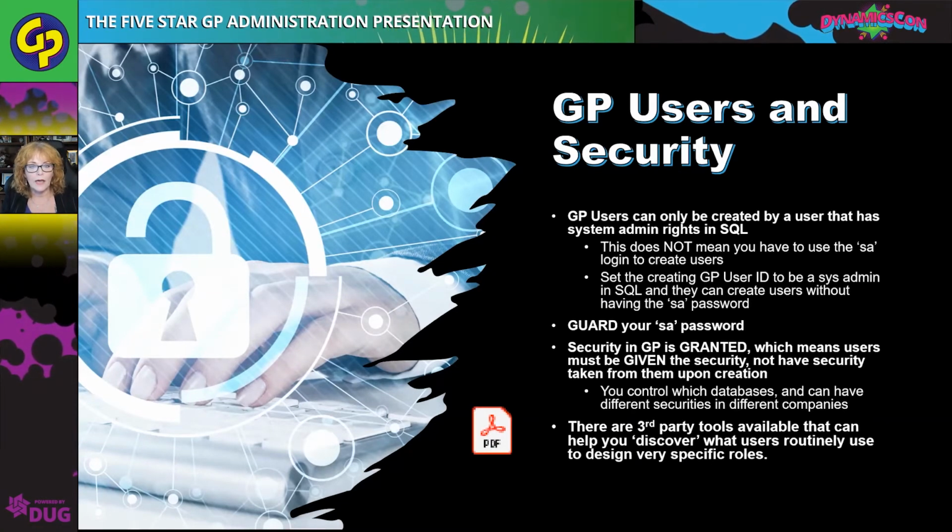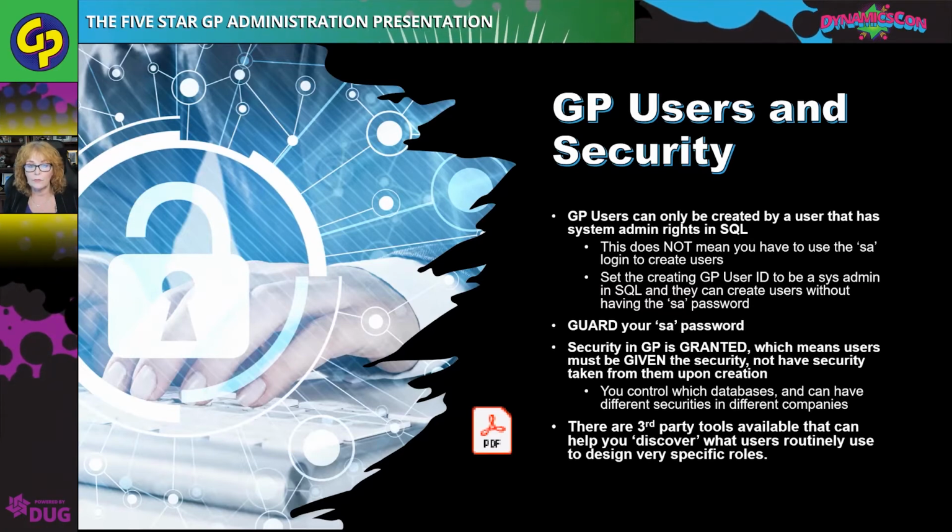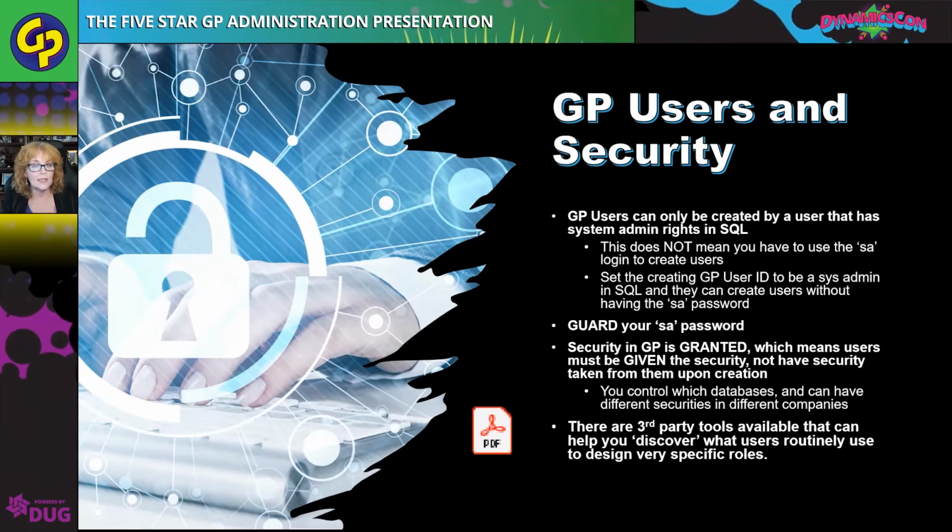In SQL, if I log in to do SQL work and I log in as the SA and 6 other people have the SA password, how are we going to prove what I did versus what they did in the event someone messes up? So use named users only. Don't use the SA. Do this as often as possible. But if you set up your user ID as a system admin in SQL, you can create GP users. Guard that SA password.